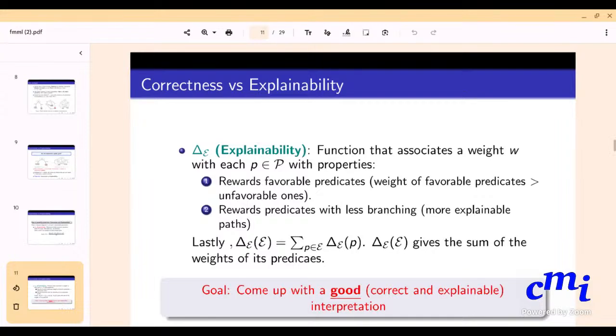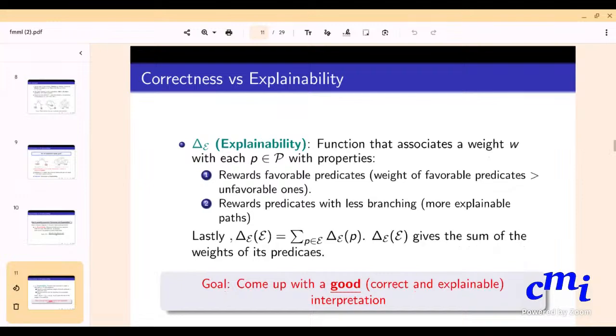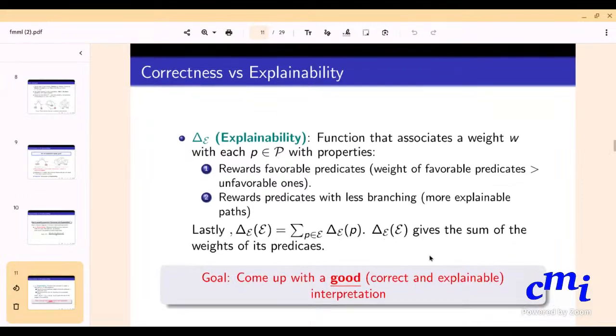So whatever favorable predicates are there from the user, I will give them more weights as compared to the ones that are less favored. And secondly, I want my decision diagram to be precise in the sense that there are not a lot of nodes used in the diagram. So I will reward predicates with less branching, functions that use a less branching factor. And lastly, how do I quantify it? So I basically take the predicates and multiply.